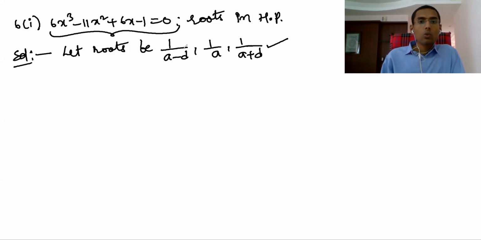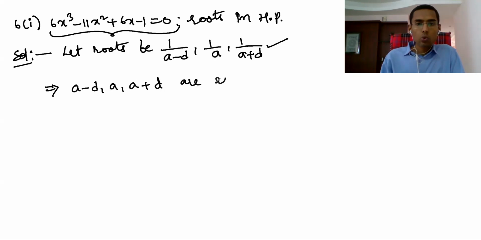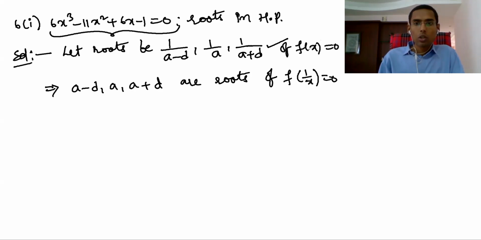HP. So then roots will be like this. If I reverse this, that means a minus d, a, a plus d are roots of this one. I have to substitute 1 by x in f of x equal to 0. Let the roots be these of the equation f of x equal to 0. If these are the roots for f of x equal to 0, then these will be roots of f of 1 by x equal to 0.